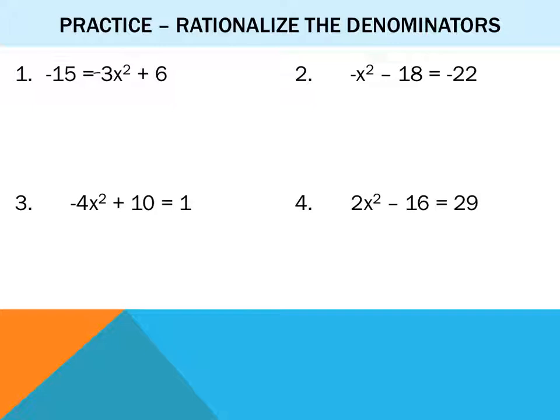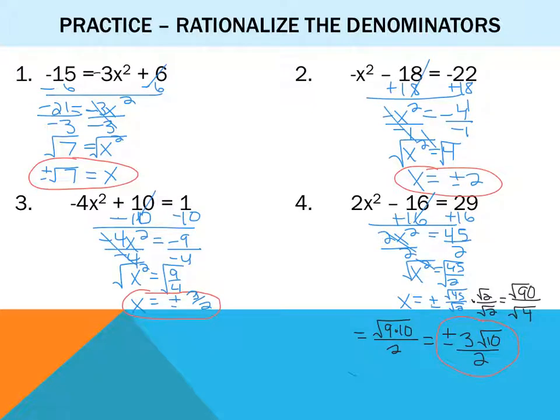Here's a few for you guys to try on your own, and then press play when you're ready to check. Okay, so example 1 should have ended up being plus or minus the square root of 7. The second one would have ended up being plus or minus 2. The third one, plus or minus 3/2. And the fourth one, plus or minus 3 times the square root of 10 over 2.